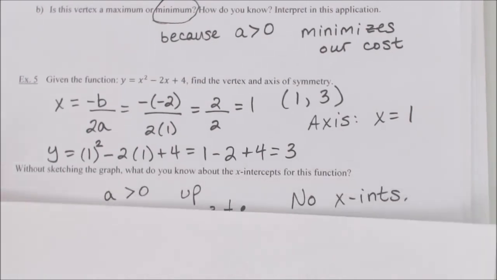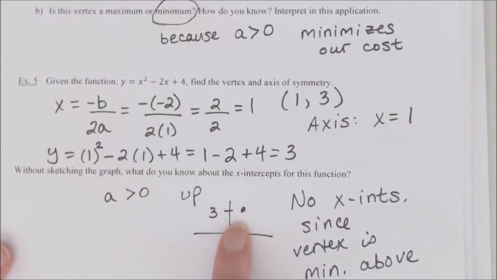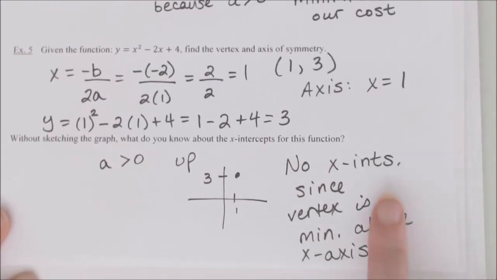So I made a quick little sketch here. 1, 3 in the first quadrant. If the graph opens up, there would be no x-intercepts because that vertex is a minimum in that case and it's above the x-axis. So that's what they were looking for in that question.